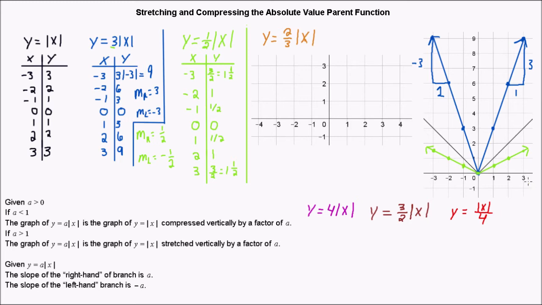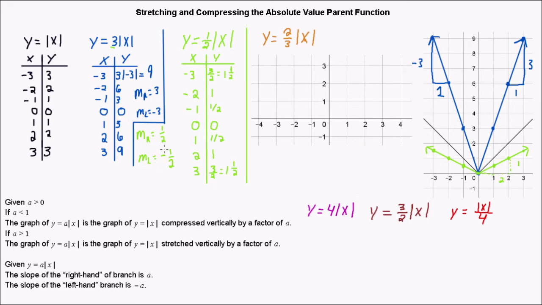Another thing you should notice is that the slope of the right-hand branch is 1/2, meaning to get from one integral point to the next, say the vertex to 2 comma 1, we would go right 2, up 1.